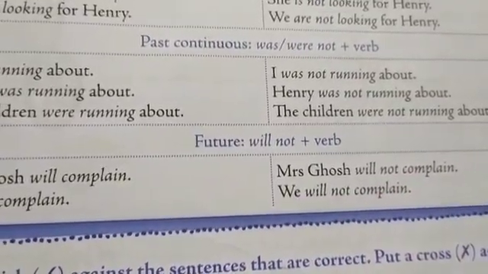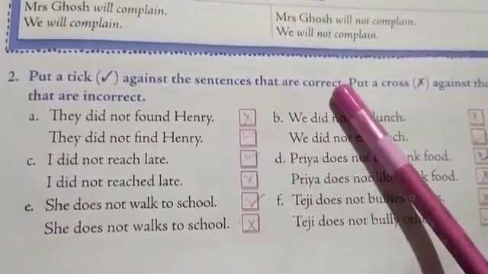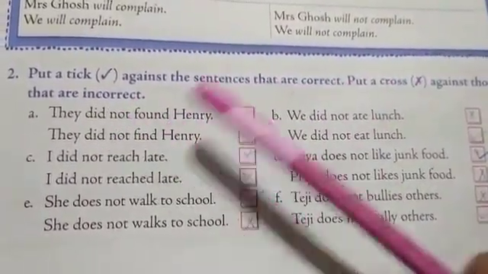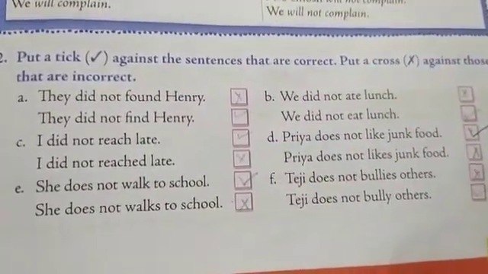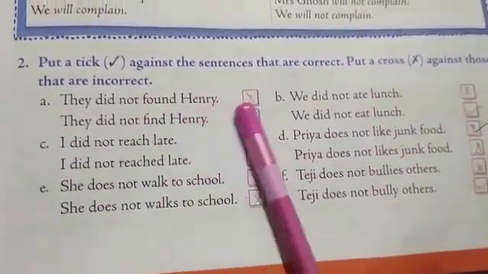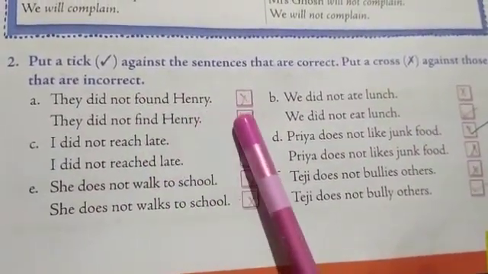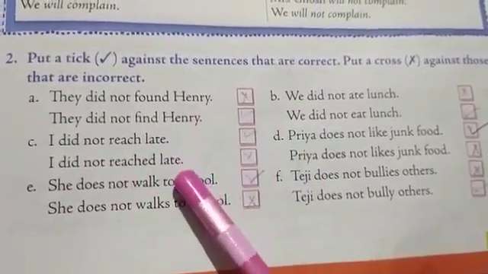Okay, student? Now put a tick against the sentences that are correct. Put a cross against those that are incorrect. So, we have to put a cross on the sentences that are not correct and a tick on those which are correct. They did not found Henry. Cross. They did not find Henry. Tick. I did not reach late. Tick.